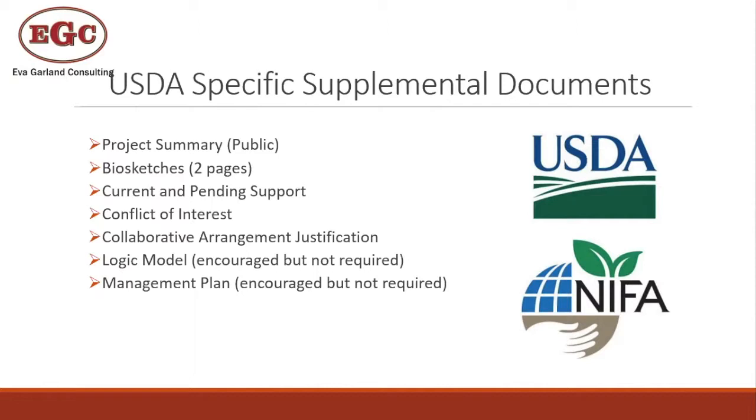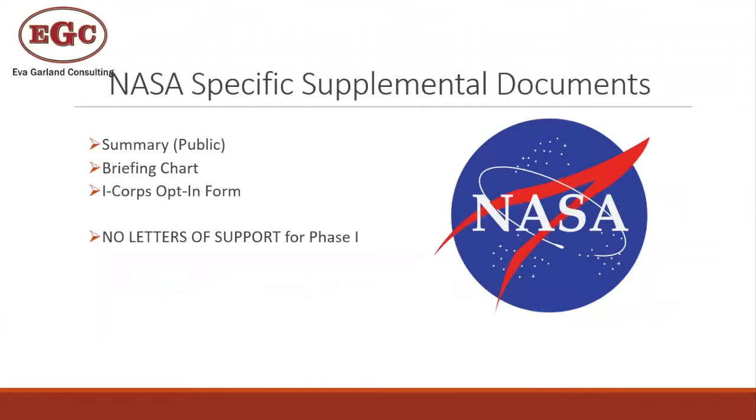ensures that your application won't be viewed as sloppy or lacking. The last agency I'm going to mention is NASA, which requires a briefing chart and that you fill in the I-Corps opt-in form. Importantly, NASA does not accept letters of support for Phase 1 applications, demonstrating again why it is so important to familiarize yourself with the agency's specific requirements by reading the entire FOA.